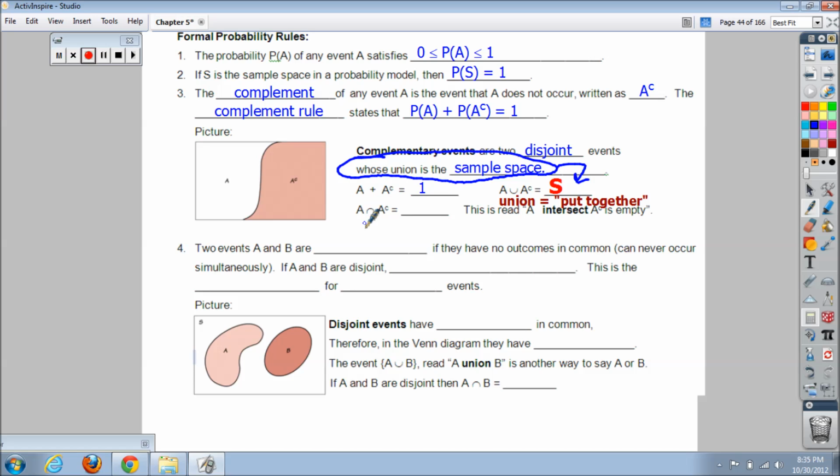Now an upside down U, like this right here, is what's called an intersect. And it's just saying, what do these 2 things have in common with each other? What do A and A complement have in common? They have absolutely nothing in common. So how do you say nothing mathematically? You might say, well, we can just say 0. But 0 is an actual event that could happen, in certain sample spaces and certain random phenomena.